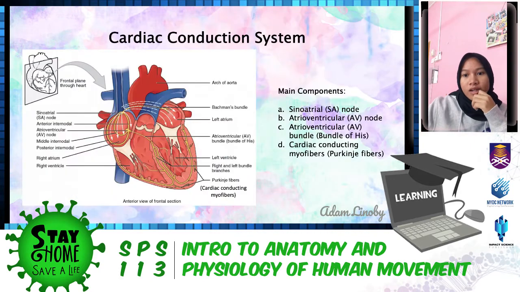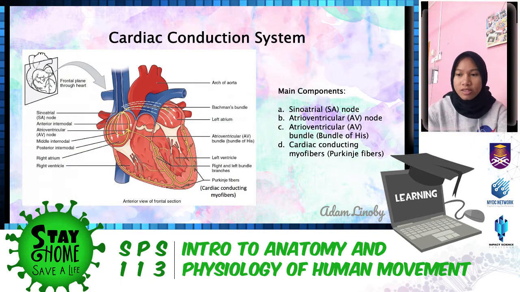Last slide, the cardiac conduction system. The cardiac conduction system is a group of specialized cardiac muscle cells in the wall of the heart that sends signals to the heart muscle causing it to contract. The main components of the cardiac conduction system are the sinoatrial node, atrioventricular node, atrioventricular bundle, and cardiac conducting myofibers.